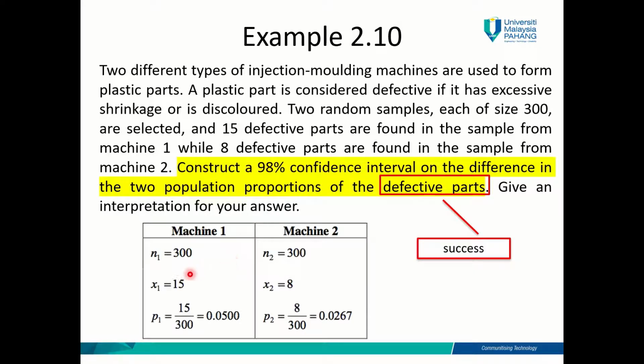Sample size of 300. So X is the number of success. The number of success for machine 1 is 15 and the number of success for machine 2 is 8. Therefore, you can immediately calculate the sample proportion for each machine. Okay, and then the confidence level is 98%, which means your alpha is 0.02, divided by 2, it'll be 0.01, so that'll give you 2.3263 as your critical value. And you're ready to use the formula.